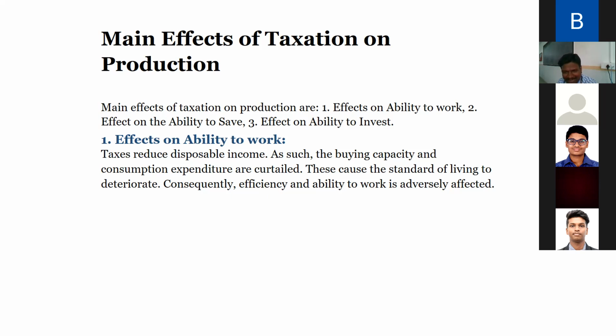You're saying it will affect. You agree with me? Yes, sir. It gets affected, but the government has to reduce that impact. Reduce the burden. Yes, sir. Okay.